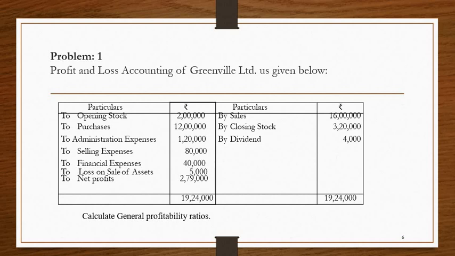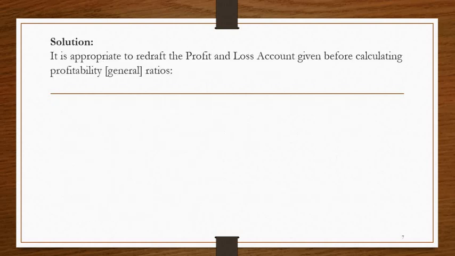So the total debit side will be 19,24,000. On the credit side, we have sales of rupees 16 lakh, closing stock of rupees 3,20,000, and dividend of rupees 4,000. So the total credit column is also 19,24,000, and we need to calculate the general profitability ratios. So let's go for the solution. It is appropriate to redraft the P&L account given before calculating profitability ratios.